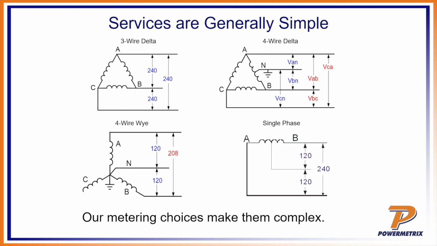And the services that we look at, there are 4 main services that we're going to examine. There's a 3-wire delta. In a 3-wire delta, you might remember from the class I taught a few days ago, you get 240 volts from phase to phase on all the phases. There's also a 4-wire delta. The difference, of course, is that a 4-wire delta has a neutral tap, except it's not centered. It's between phase A and B.